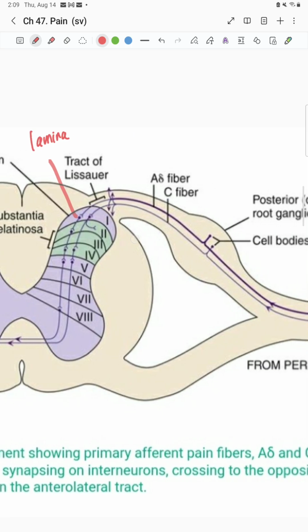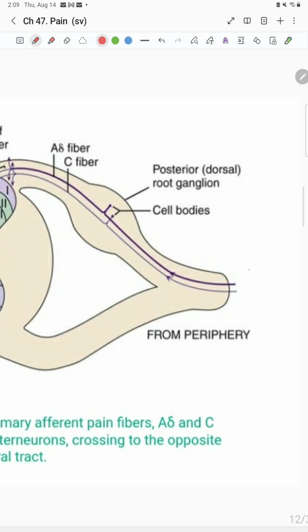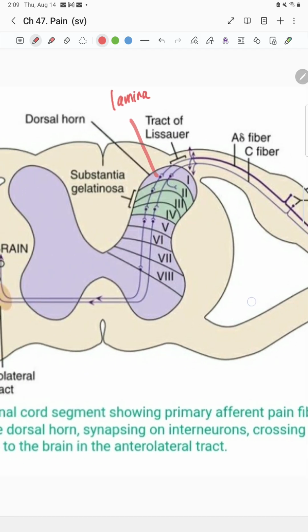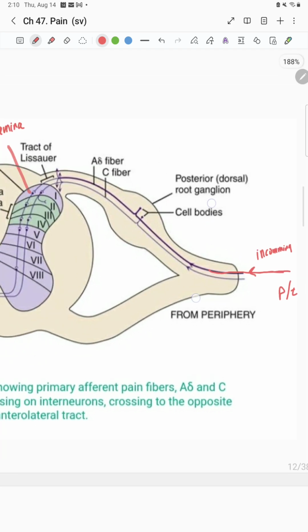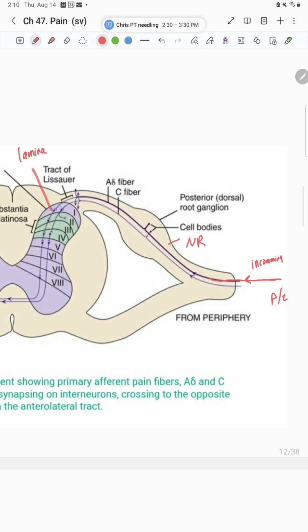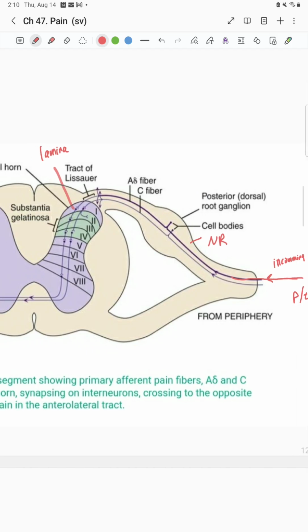All right, so let's go back this way. We'll notice that there is incoming information, the pain and temperature pathways. So something got hurt, and that electrical signal is going to come eventually into the dorsal nerve root, which is what we're looking at here. And then eventually it is going to go into the dorsal horn, and it's going to have various synapses within the lamellae.